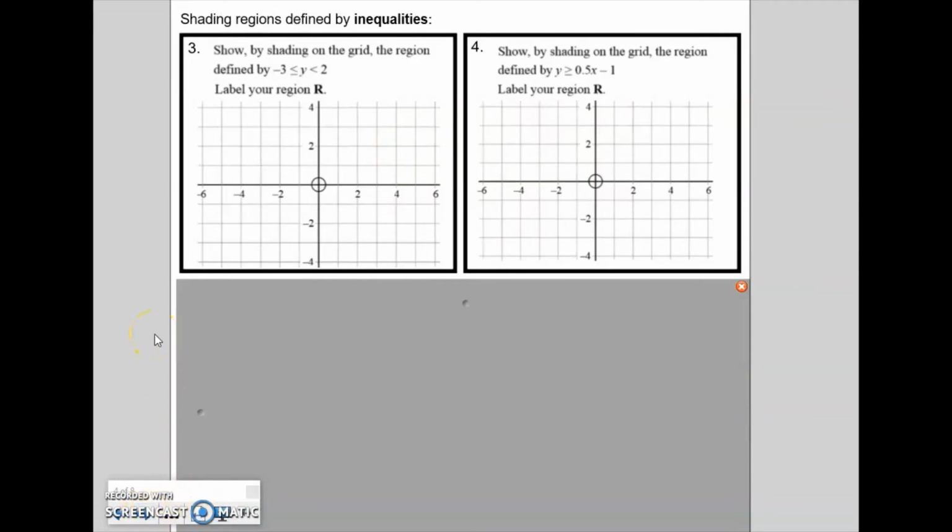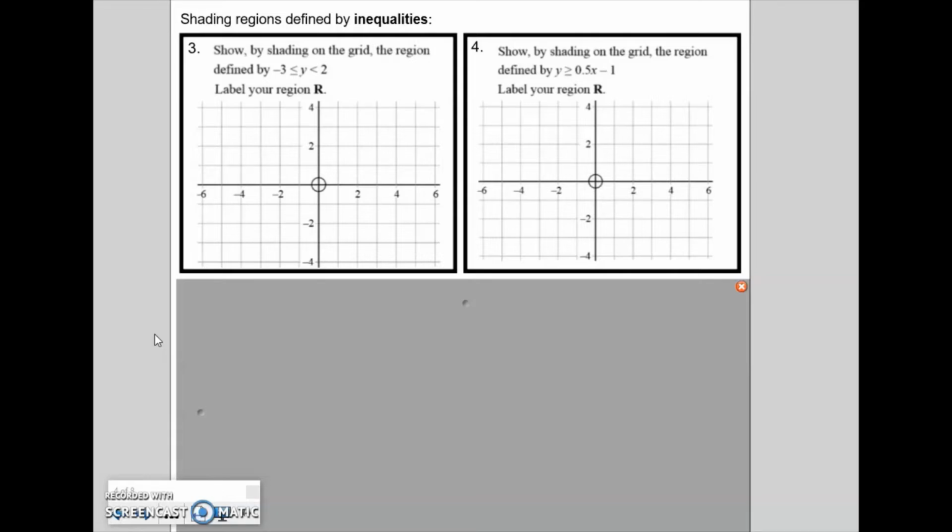Okay, we'll look at question 3 and 4. Remember, you do have the ability to pause the video and have a go at these questions yourself if you wish. Question 3. Show by shading on the grid the region defined by -3 is less than or equal to y, which is less than 2.